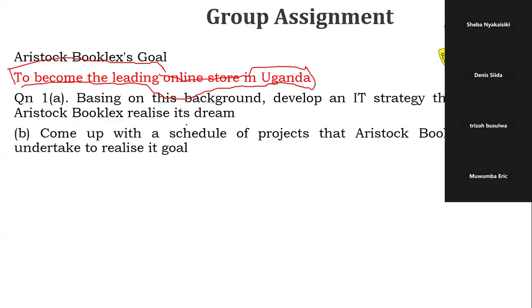Yes, doctor. Yes, please. Okay. Good morning, doctor and team. Good morning, Dennis. Yes. I have one question, doctor. We talked of strategic plans, objectives, and operational plans.